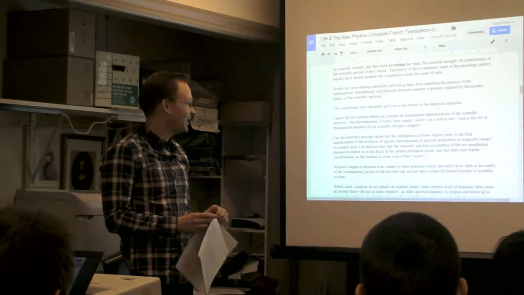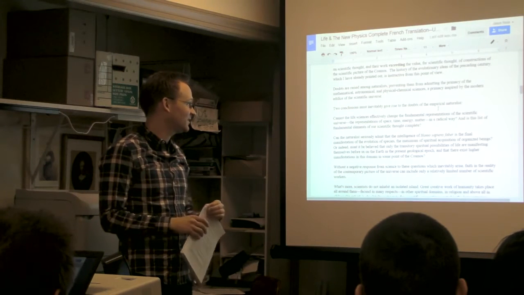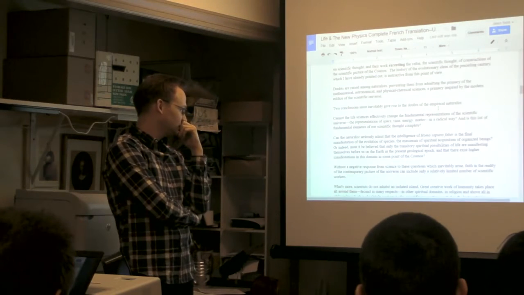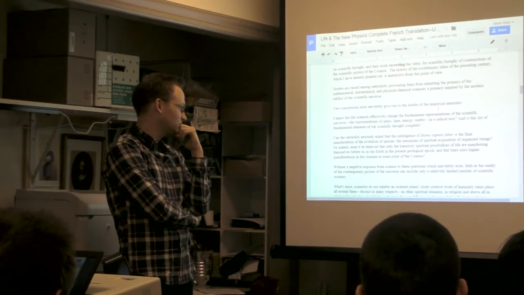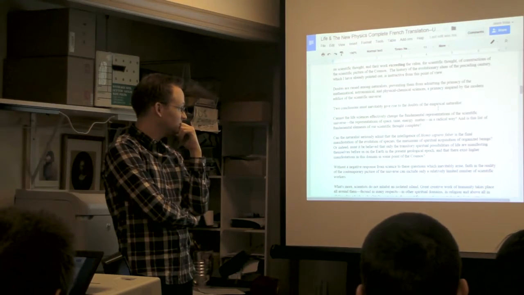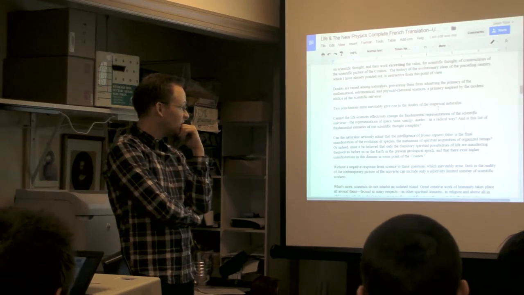Sure. Cannot the life sciences effectively change the fundamental representations of the scientific universe? The representations of space, time, energy, matter in a radical way? And is this list of fundamental elements of our scientific thought complete?